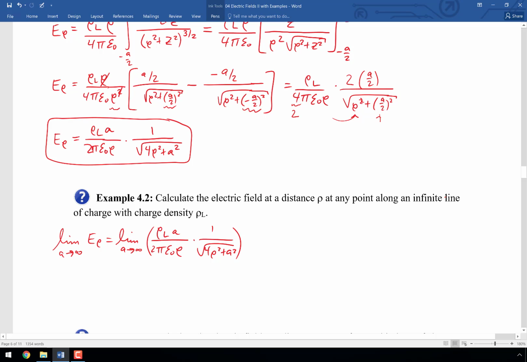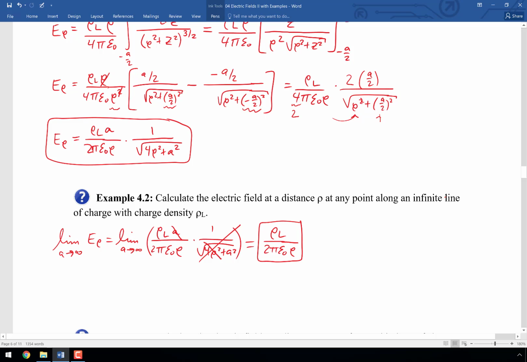Well, if a is going to infinity, this 4 rho squared term is going to be negligible. And so this denominator becomes 1 over the square root of a squared, which is just a. And so therefore, this a is going to cancel with this entire term. We're just left with rho sub L over 2 pi epsilon 0 rho.